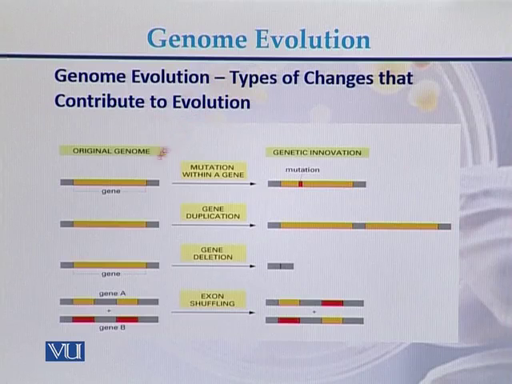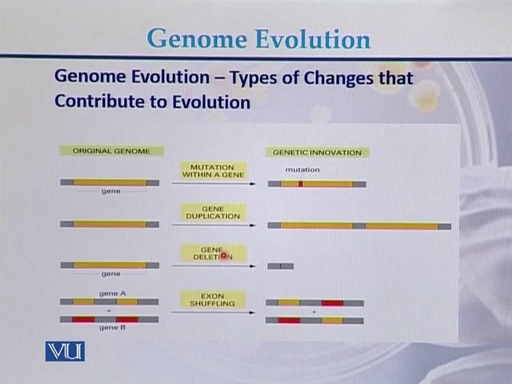These are some of the types of changes that contribute to genome evolution. This is the original genome, and the types of evolution can be, first, mutation within a gene, where a single mutation occurs in the gene. So this is genetic innovation to the original genome. The second type can be gene duplication, meaning fragments of DNA or genes are duplicated. Here there was a single segment, here there are two segments. This phenomenon is called gene duplication.